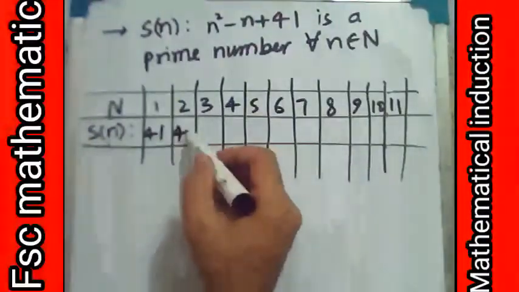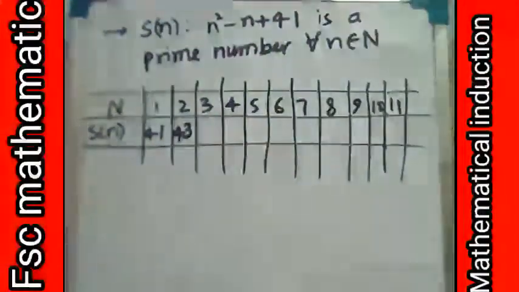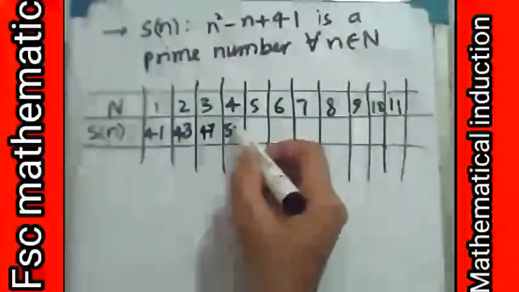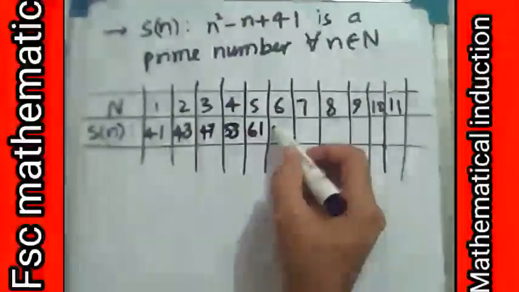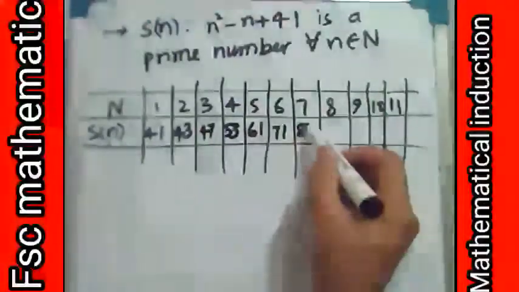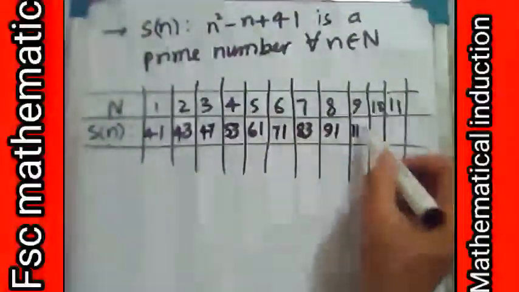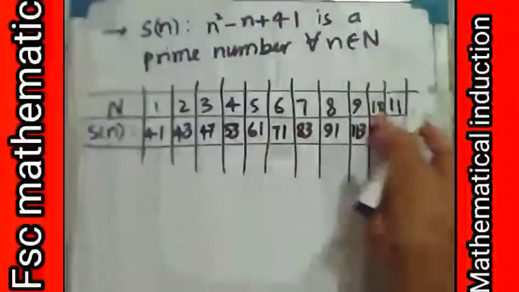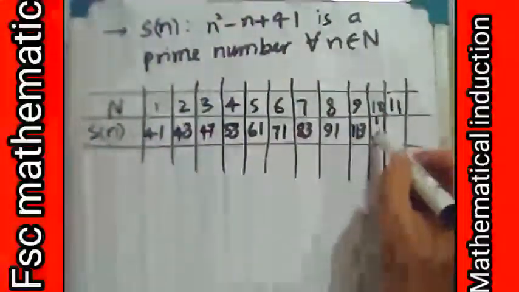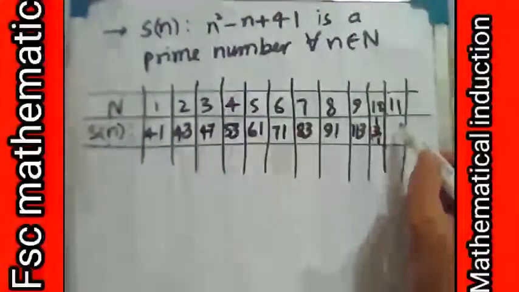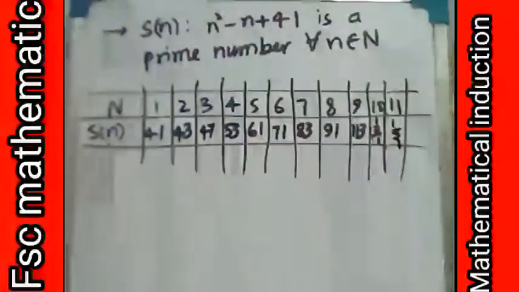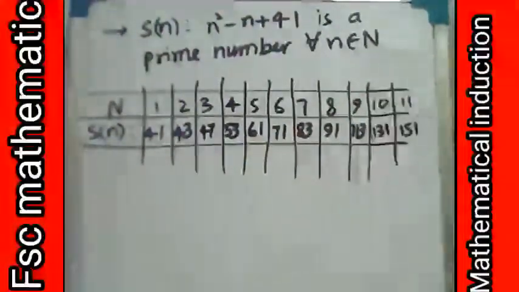For input n equal to 2, the output is 43. For 3 it is 47. For 4 it is 53, then 61, 71, 83, 97, 113, 131, 151. These are the numbers. All the outputs here are prime numbers.